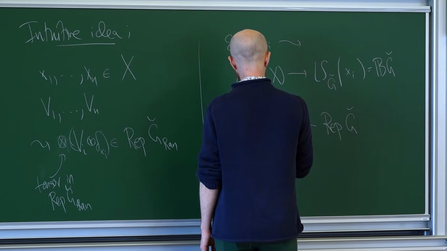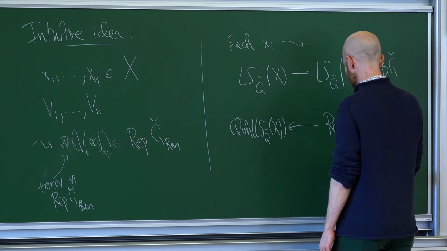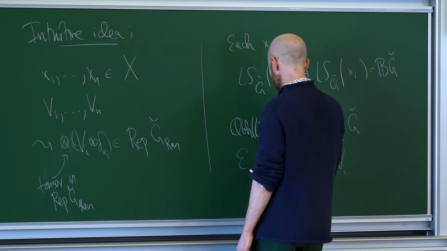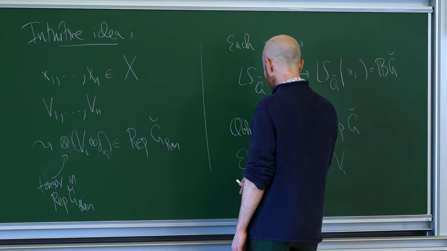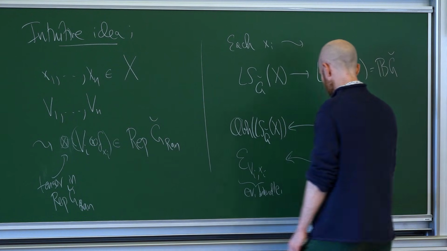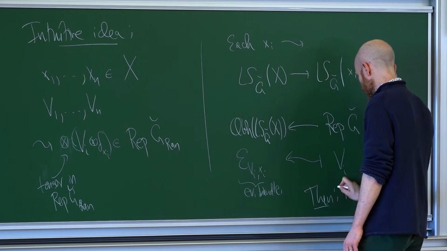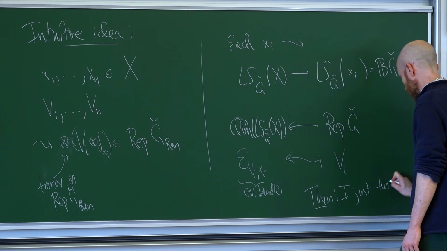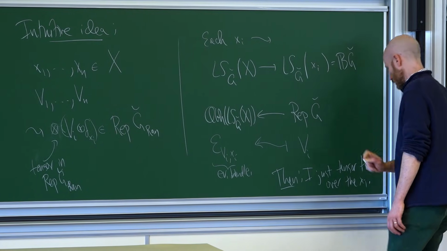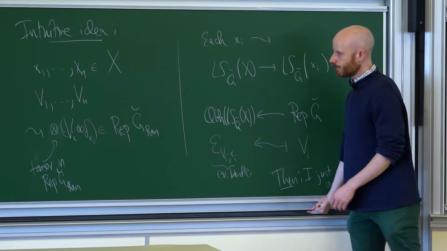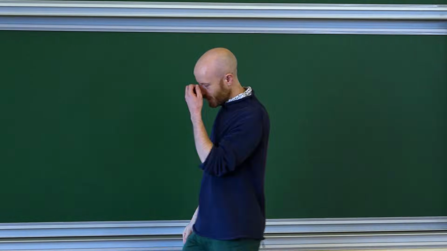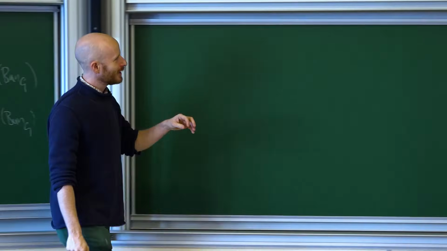LocSys G check of X. And this is called sending V to the corresponding evaluation bundle, which we sometimes write as ev_x. This is the evaluation bundle. So then, of course, I just tensor these.